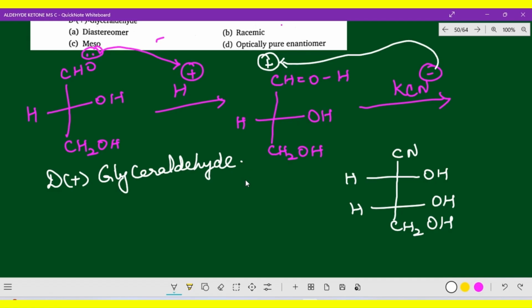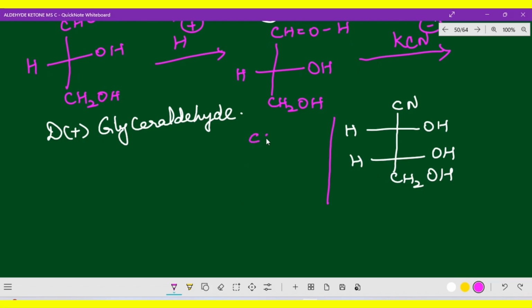Now the product only we have to identify: diastereomers, racemic mixture, meso, and optically pure enantiomers. Optically pure enantiomers are not possible over here. In this point, I just draw another structural formula. Here CN, and here CH2OH, here H, here CN, right? And here OH, just changing in that way.